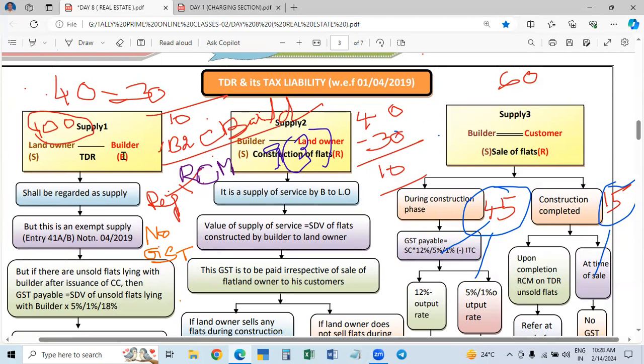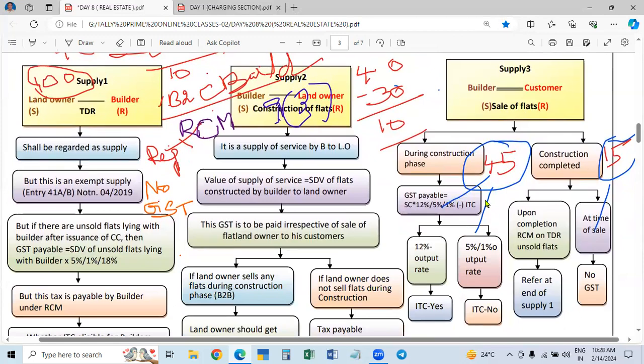And for the balance 10, he sold after construction, so there is no tax for him. And here, the balance 10, he is paying the same way, as B2C. So 30 collected from him and paid, then paying from his pocket. And in this case, 45 sold during construction, tax is collected from the customer and paid to government. For the 15, after sales, there is no tax. But after completion of the construction, on the 15 flats, he is paying the tax under the reverse charge.